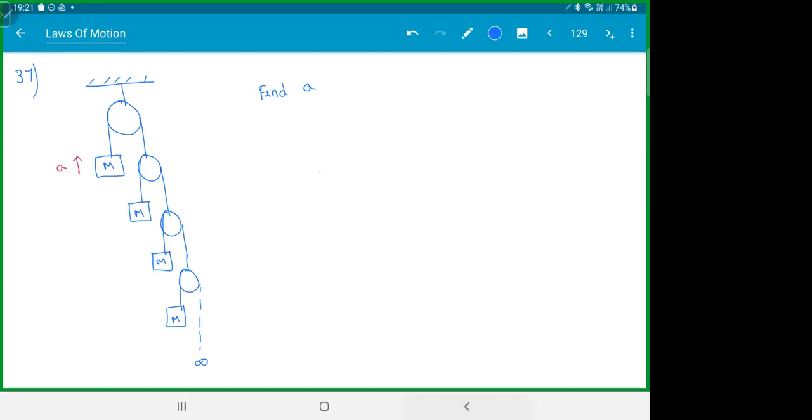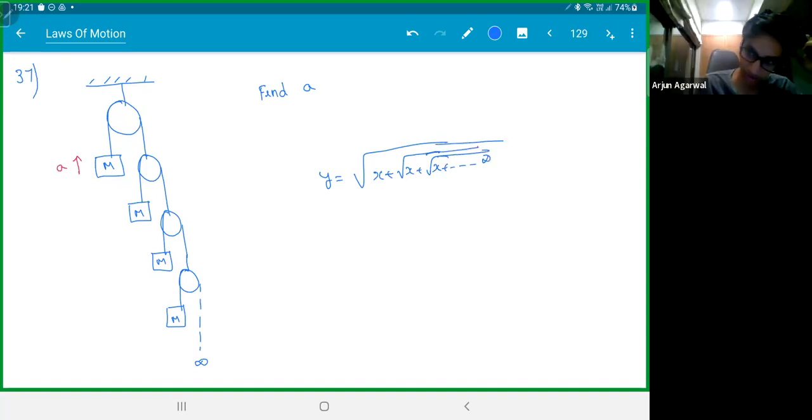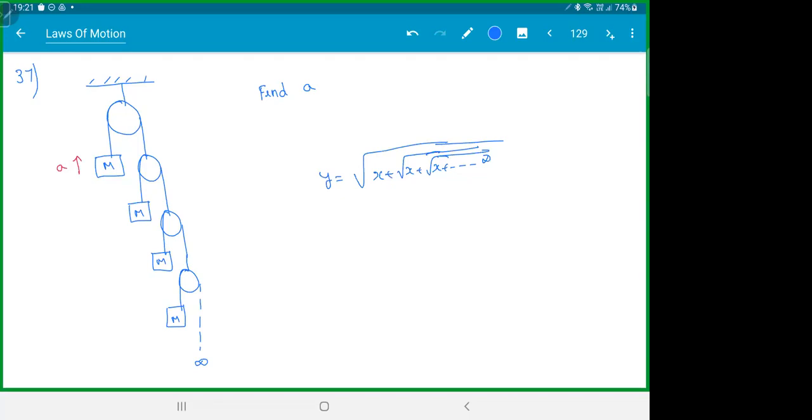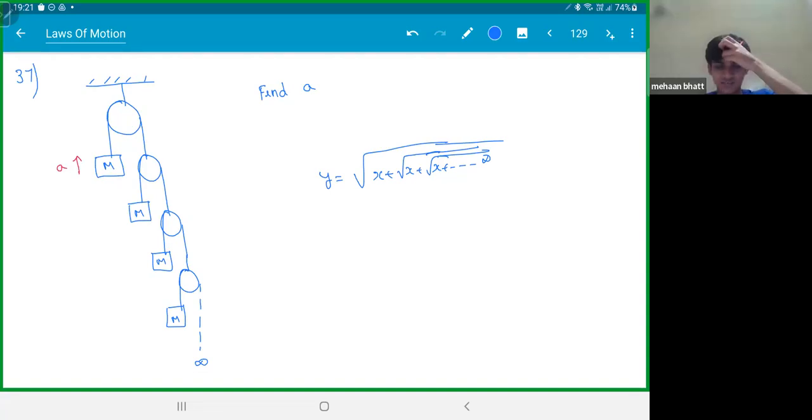This problem is inspired by y is equal to root over x plus so on till infinity. Done this problem? Quadratic. Yes, sir. So abhi karo. This is a hint for this problem. This problem is actually inspired by this equation. अभी सोचो क्या करेंगे. Quadratic is not good.